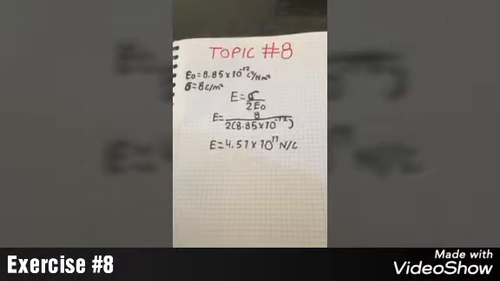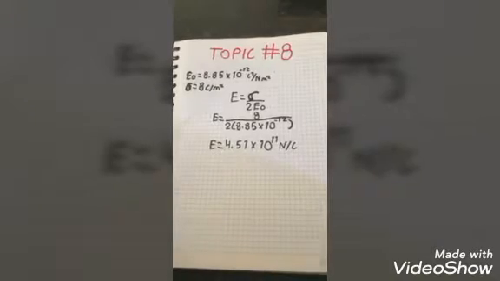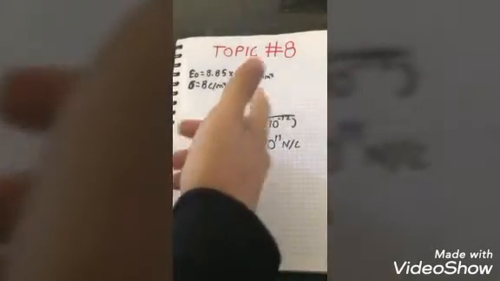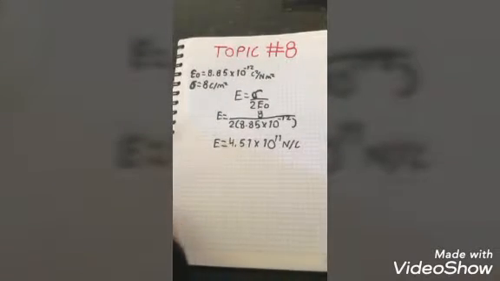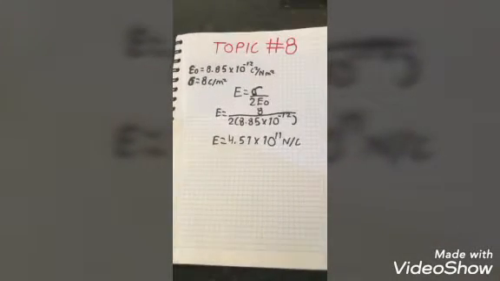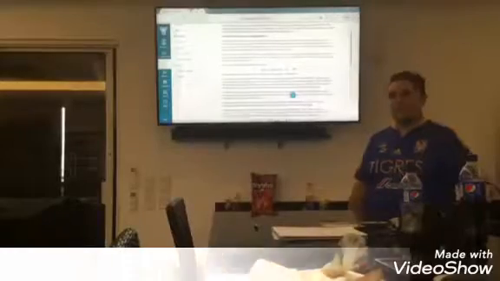For topic 8, we have the electric field, and they give us the permittivity constant and the density. Here is the formula, and we have to divide the density over 2 times the constant. Then we substitute the values, and the result is in newtons over coulomb. Topic 9.